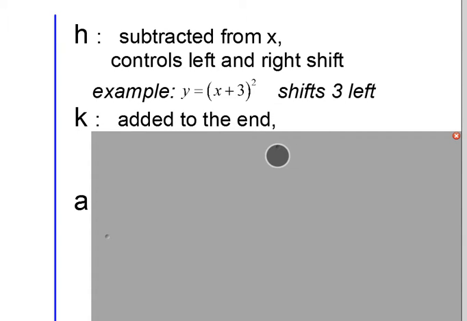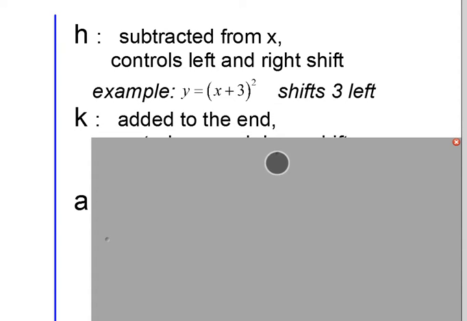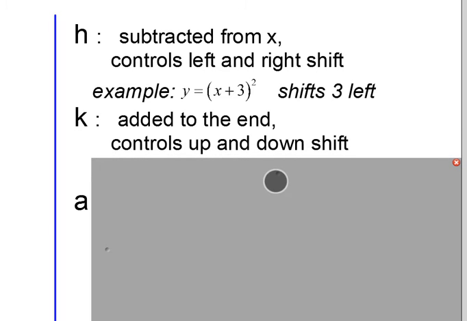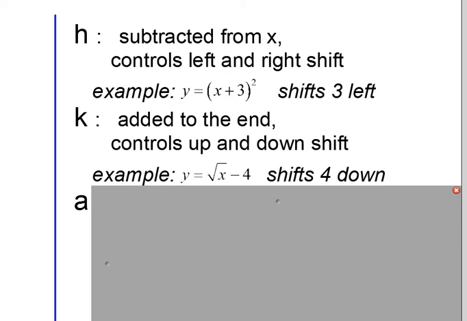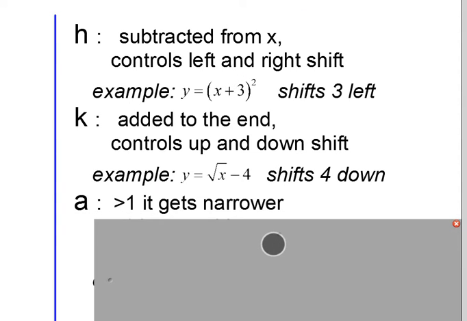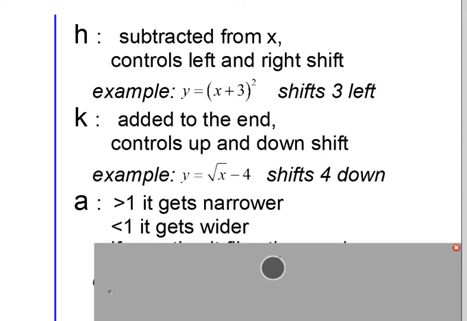K is always added at the end of each of the transformational forms. It controls the up and down shift. For example, y equals the square root of x minus 4 means this shifts 4. Pay close attention always to the fact that when you're dealing with h, left and right, you're always dealing with opposite signs.